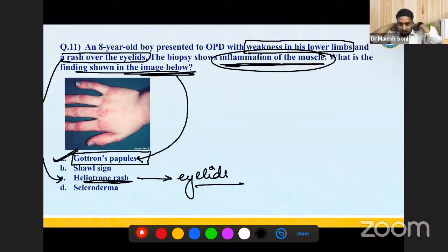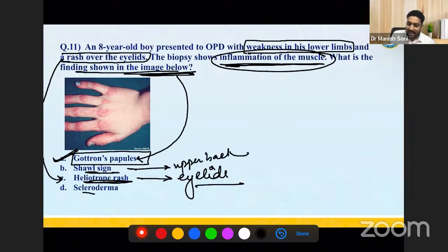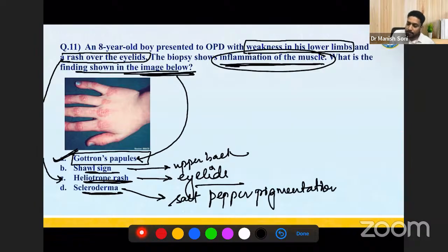Shawl sign is the pigmentation which is seen over the shoulder or the back area, upper back or shoulder area where we wear a shawl. So this is generally seen over the upper back. While scleroderma is not related to dermatomyositis, it is a separate condition where there is binding down of the skin and there is salt and pepper pigmentation. In scleroderma, salt and pepper pigmentation is seen. And why do we call it salt and pepper? Because salt is white and pepper is black. So when you see the skin of these patients, you will get white and black dots alternately. So because a lot of white and black dots are seen, we call it salt and pepper pigmentation.